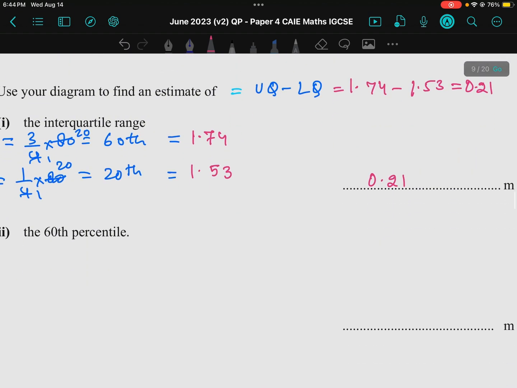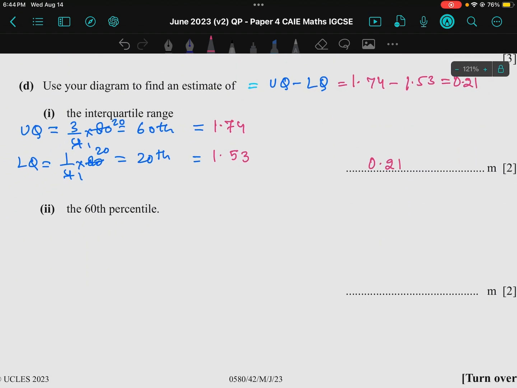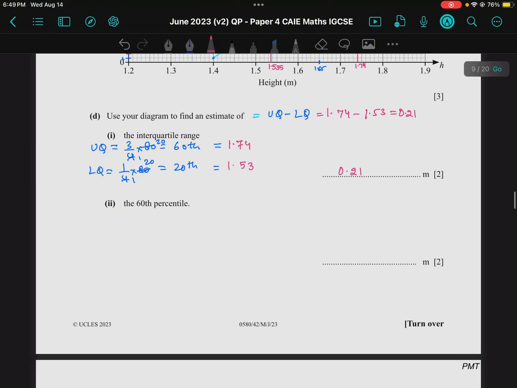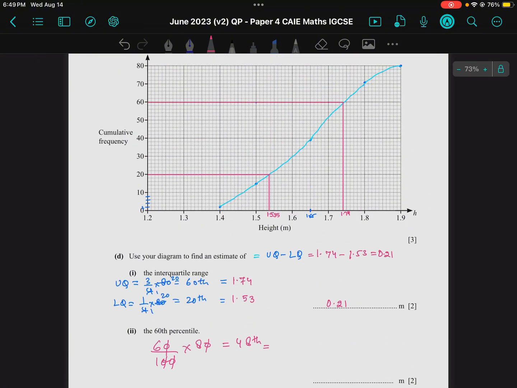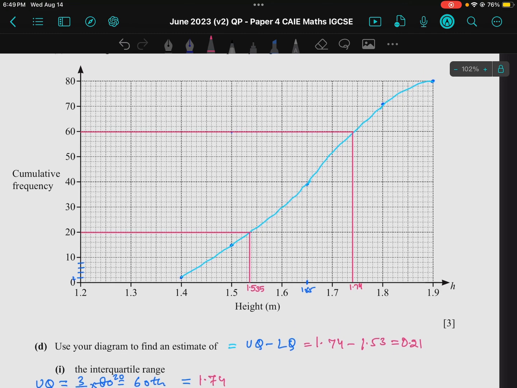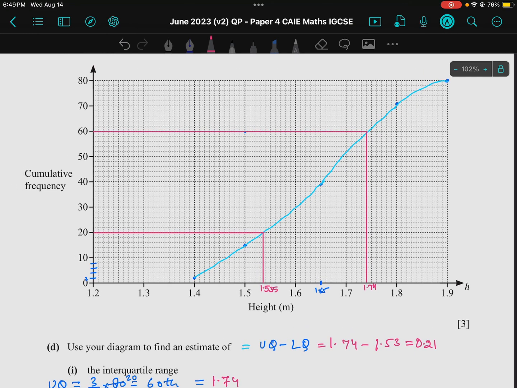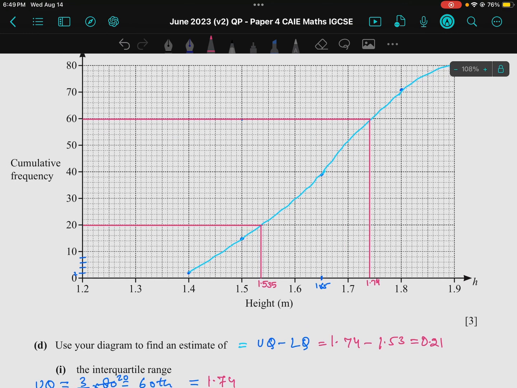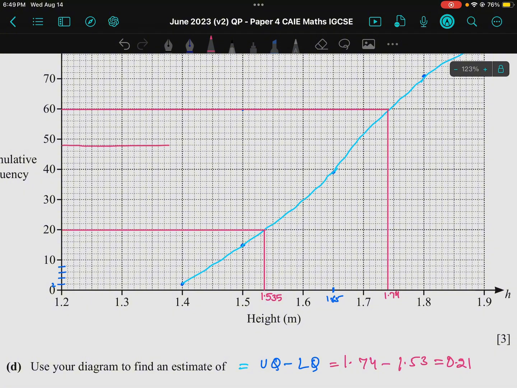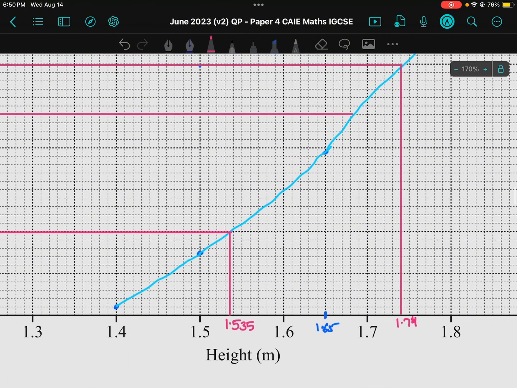Okay, now starting with part number 2, the 60th percentile that we have to calculate, it is 60 upon 100 multiplied by 80, which is 6 8s are 48. So from the diagram, on 48 we will draw a line. 48 will be here, drawing the line and then dropping down.